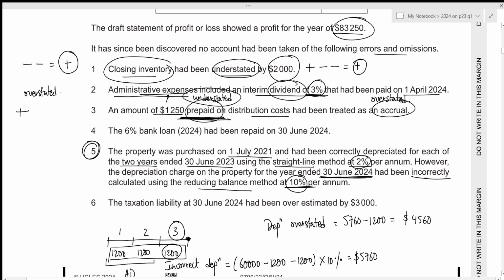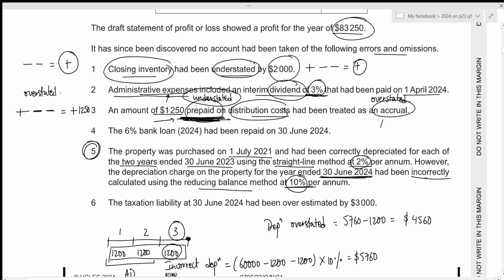And we're talking about prepaid expenses at the closing date. Always remember that the prepayment at the closing date will be subtracted. And in this case, we're talking about distribution costs. So in order to figure out our profit, distribution costs will be subtracted. So that's a positive, negative, negative, which results in a positive. So in order to correct this prepaid understated, we need to add 1250.